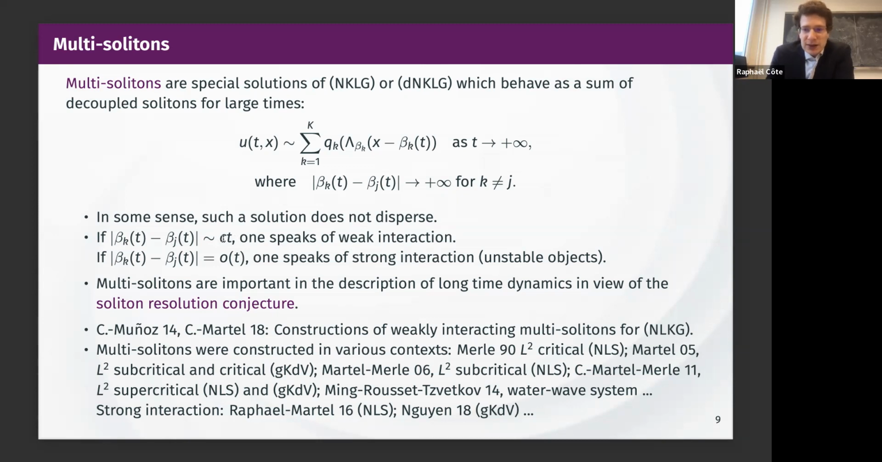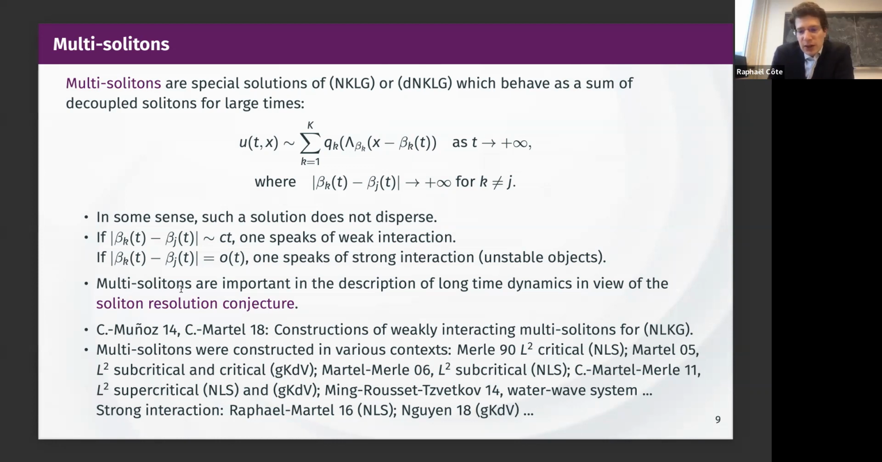And then you can see why you speak of weak and strong interaction. If two solitons are at distance ct, then as they have exponentially decaying tails, the interaction, say Q_k times Q_j, is of order exponential of minus some sigma t. So it's an exponentially decaying term in time, very weak. However, if you're in log t, then the interaction is like 1 over t to some power, and it's much stronger.